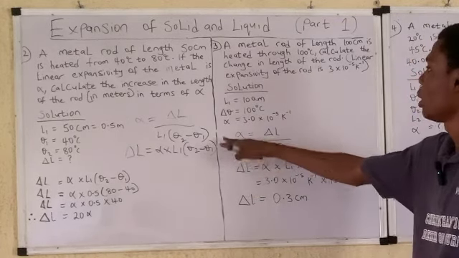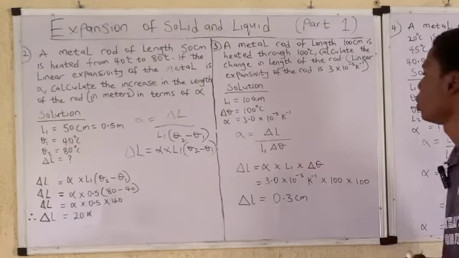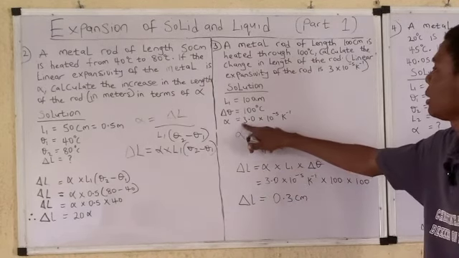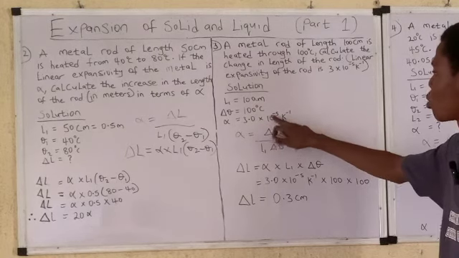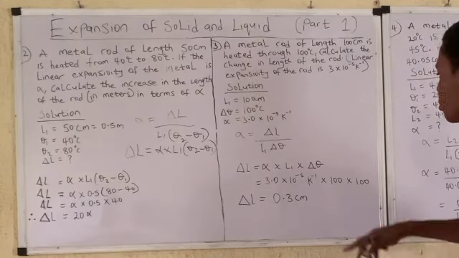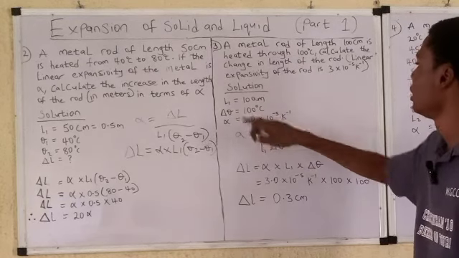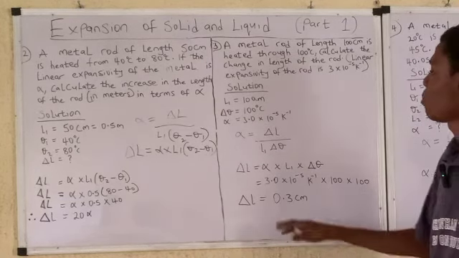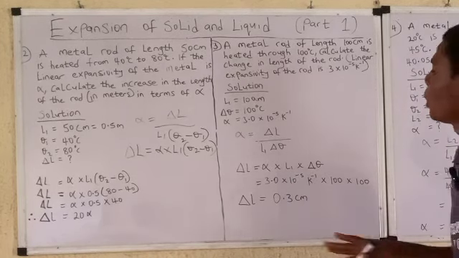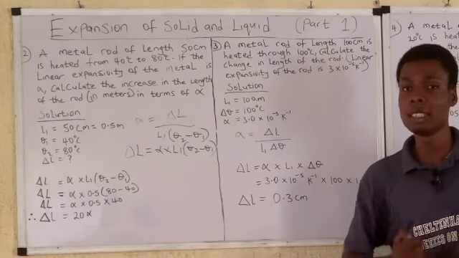So our change in length equals alpha times L1 times our change in temperature. Then we bring our parameters here. What is our alpha? Our alpha is 3.0 times 10 raised to power minus 5, which is here. What is our L1? Our L1 is 100 centimeter, which is here. Then our change in theta is 100 degrees Celsius, which is here. So if you multiply 3.0 times 10 raised to power minus 5 times 100 times 100, then we have our final answer for change in length as 0.3 centimeter.